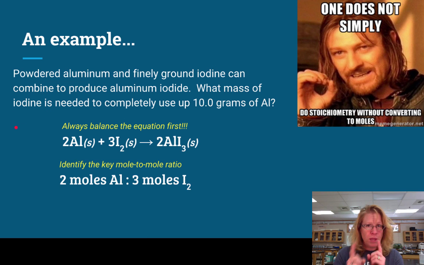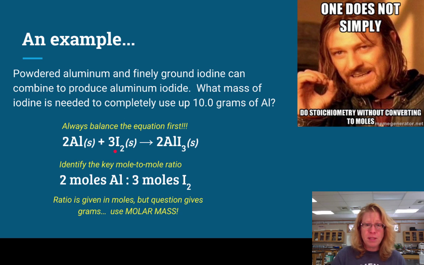So those are the 2 that I need to look at. There's other pieces in the chemical equation, but we may not use them in every problem. That's when we take a look at this ratio that I've got here. I'm only really needing to know about the relationship between aluminum metal and solid iodine. That's why I grabbed the 2 and the 3, because those are the ones that we need.